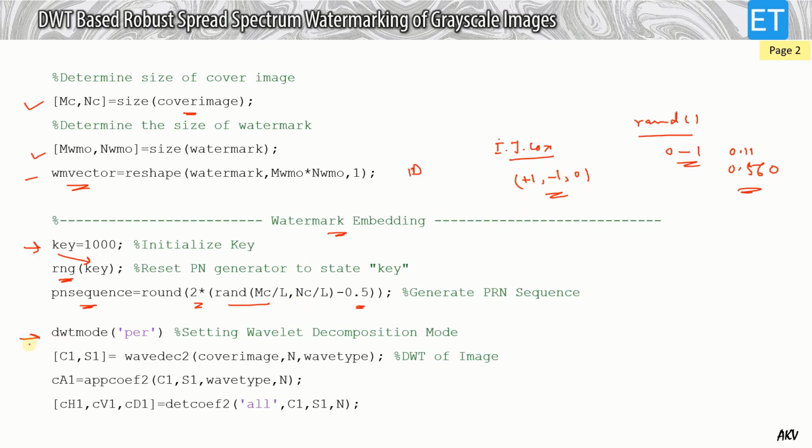And here the DWT mode is defined, that is periodic. And now wavelet decomposition is done using wavedec2 for this cover image for the level N with the wavelet specified. So we are extracting the approximation coefficient, and here we are extracting the horizontal, vertical and diagonal detail coefficients. So obviously we will use this CD1 matrix for watermark embedding.